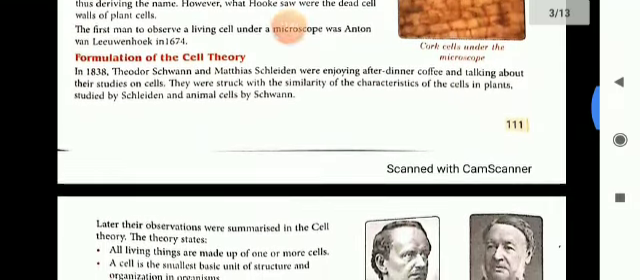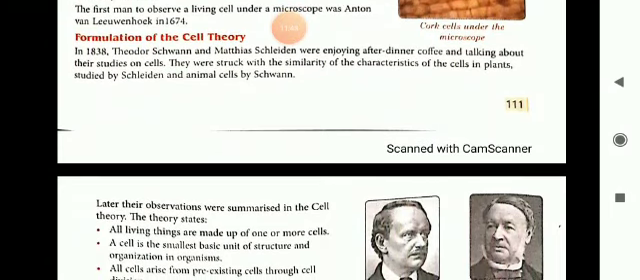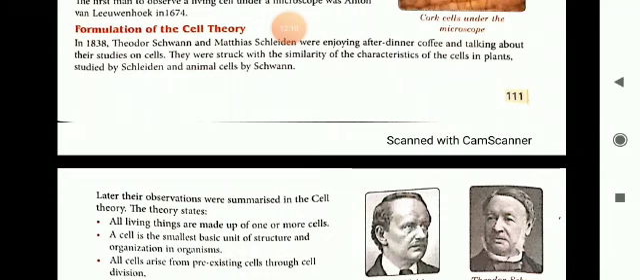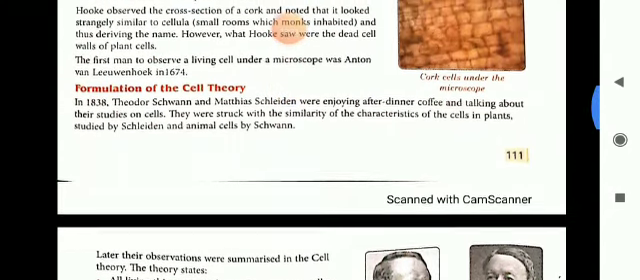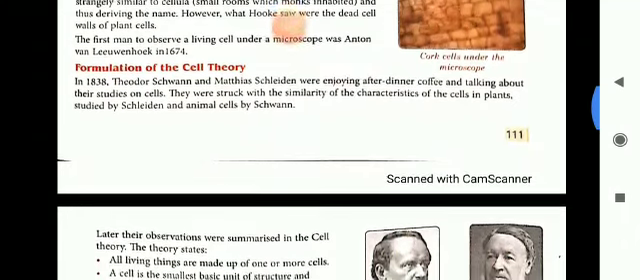And after the discovery of the living cell, the formulation of the cell theory was given by two scientists in the year 1838, and they are Theodor Schwann and Matthias Schleiden. While they were enjoying after-dinner coffee and talking about their studies on cells, they were struck with the similarity of the characteristics of the cells in plants, studied by Schleiden, and animal cells, by Schwann. You have to learn all the scientists' names with the correct spelling.